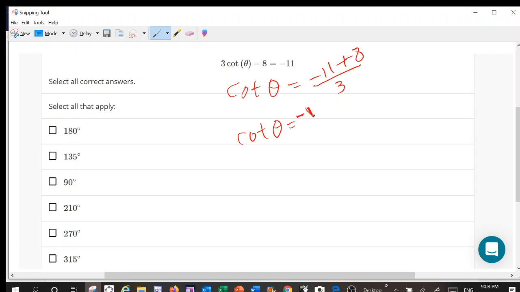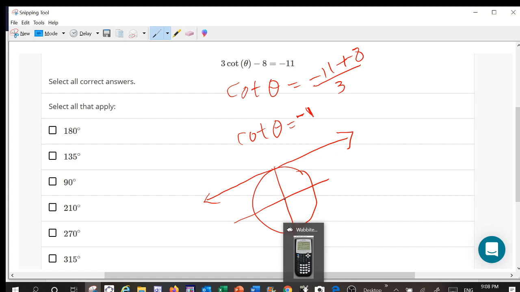So when is cotangent negative 1? Well, remember I showed you that there is a cotangent axis too right here. You could look at that. So -1 would be here. So the angle that's cotangent is -1 has to be there.